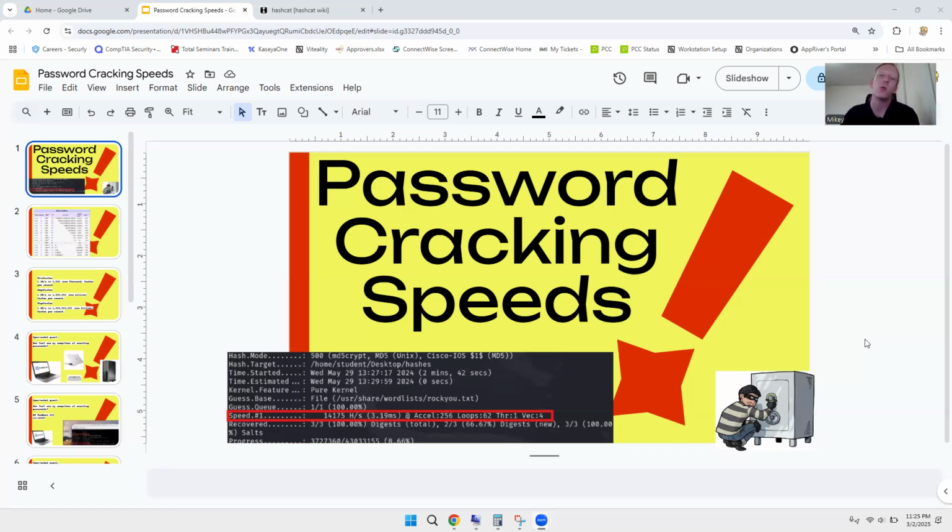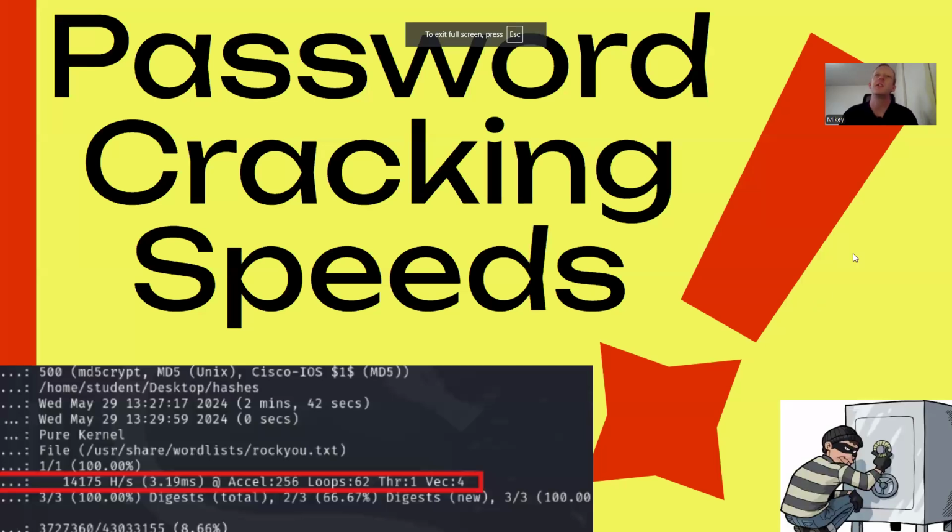And today I'm going to do a presentation about password cracking speeds. I did a little project at home and I want to share it with you. So let's get started. What does that mean exactly when I talk about password cracking speeds? If you see down here, I highlighted and boxed in red, H over S, or hashes per second. We're going to talk about the different terminologies that you would use when talking about hash reading and cracking.